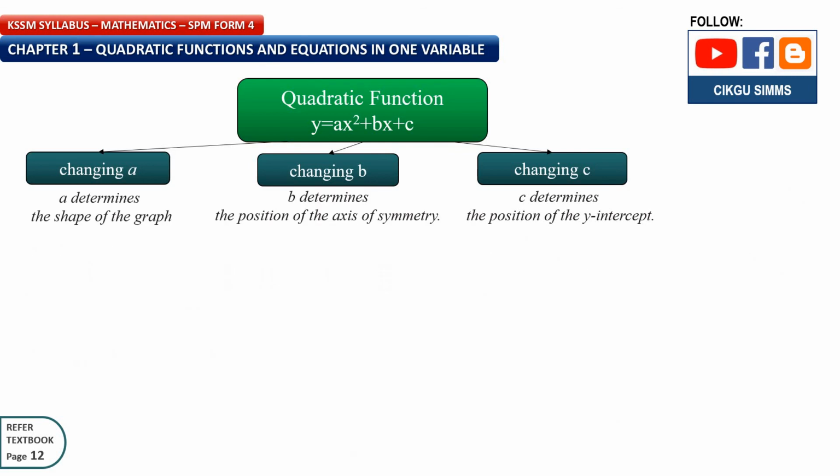Okay, so in conclusion, the value of a determines the shape. Is it narrow like this or wider like this? And for b, it moves left and right. If you have a shape like this and you change b, it will move to the left or to the right. Same shape here. For c, it will move up and down. Move your graph up and then move your graph down. So by changing a, b, and c, you can get any shape of the graph you want.